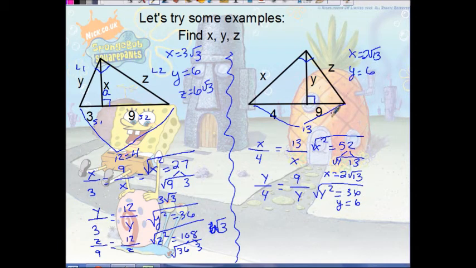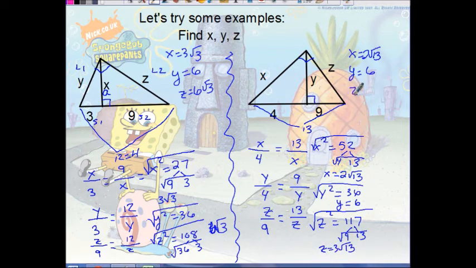Last but not least, let's solve for z. Z is another leg. Set up those legs on a diagonal from each other, and it's going to match up with its adjacent segment 9, the overall hypotenuse 13, and let's cross multiply. Z squared equals 117, and let's square root it. The biggest perfect square that divides into 117 is 9. It's 9 times 13. The square root of 9 is going to be 3 root 13. So we have our final answers. X is 2 root 13, y is 6, and z is 3 root 13.